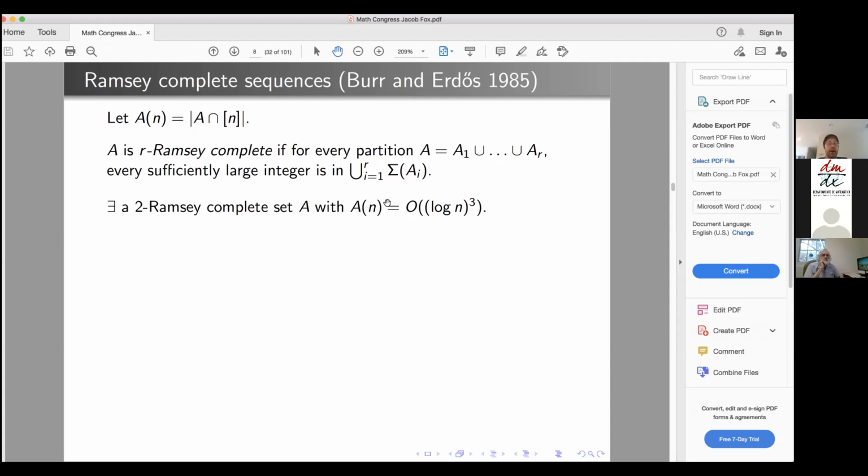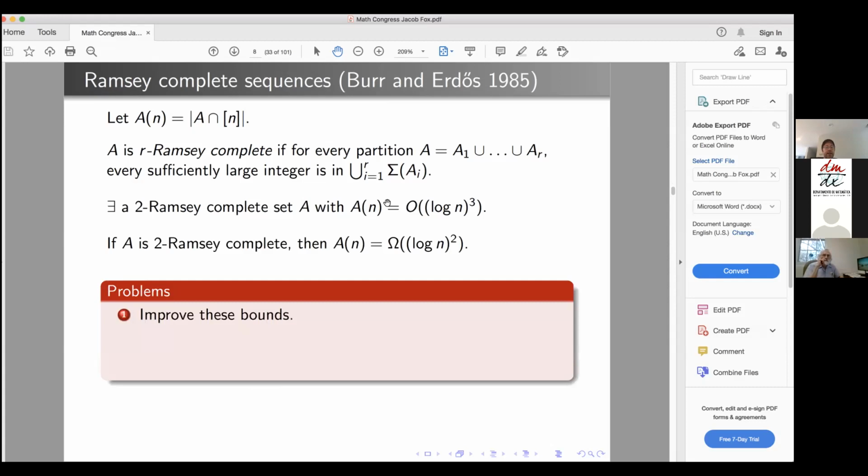They proved several results about Ramsey completeness. They came up with a constructive sequence which was two-Ramsey complete and was fairly sparse, so only (log n)^3 elements, essentially, up to n. And yet, whenever you two-colored the elements of A, you could represent every sufficiently large integer as a monochromatic subset sum. And they also showed that if you have a two-Ramsey complete sequence, it actually has to have at least some constant times (log n)^2 elements up to n for every sufficiently large n.